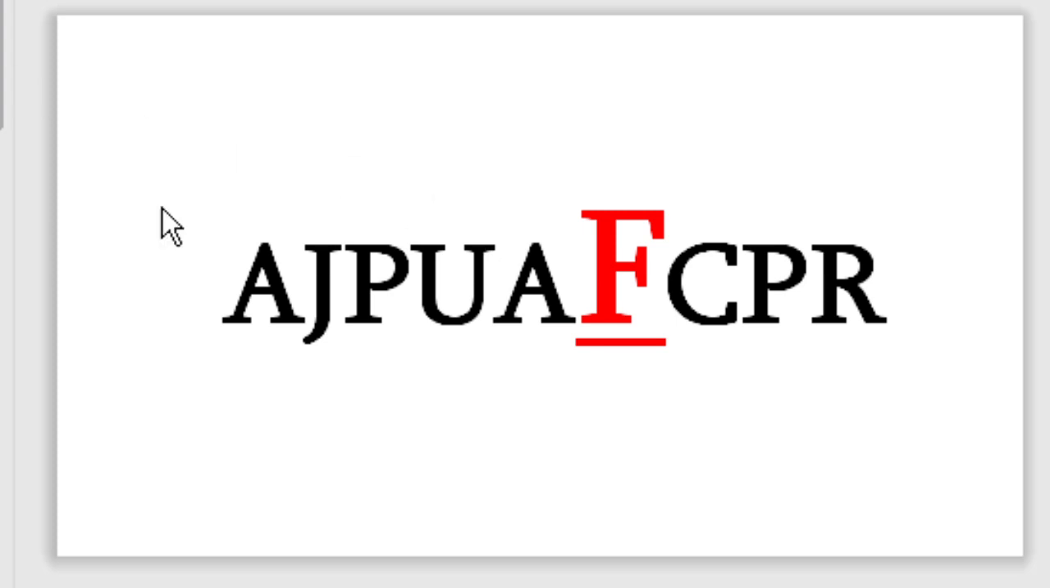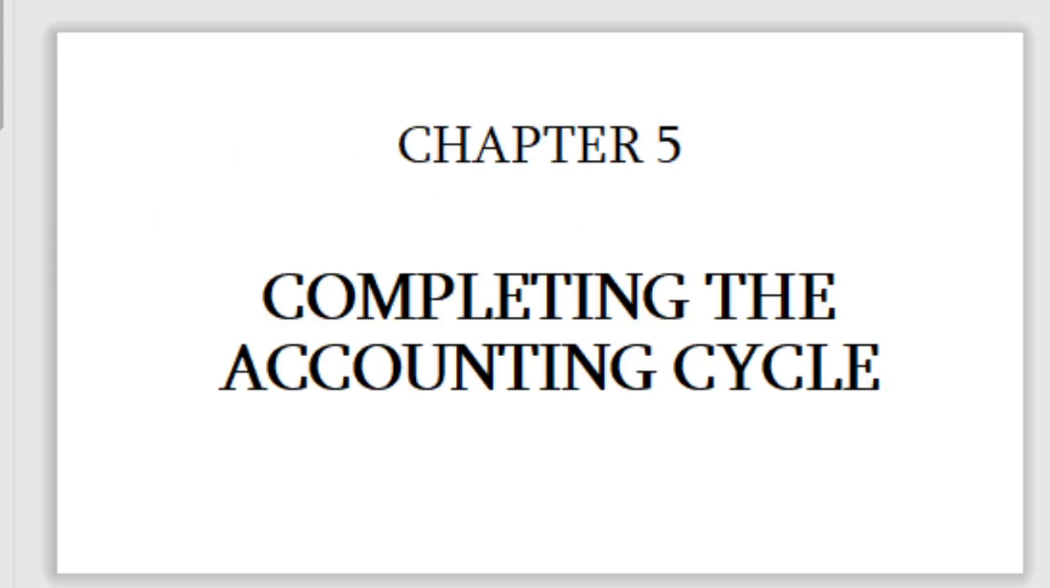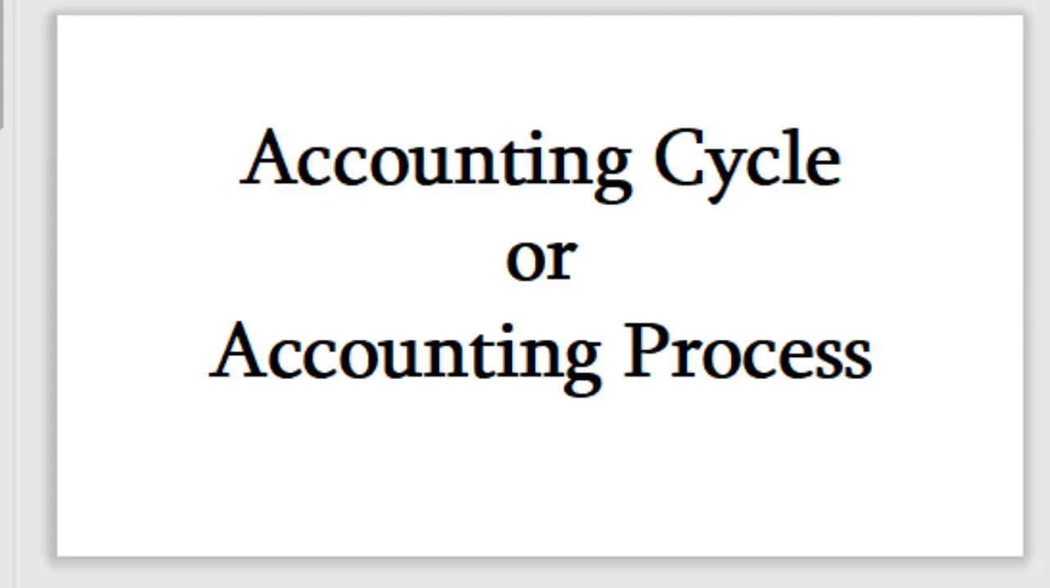But before that, since chapter 5 is completing the accounting cycle, let's briefly discuss the accounting cycle or the accounting process. So, accounting cycle or accounting process, it is a series of recurring accounting activities from the beginning to the end of a given accounting period.